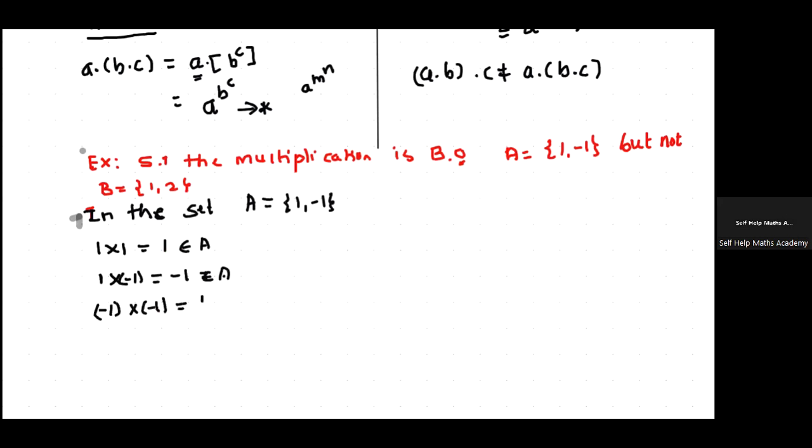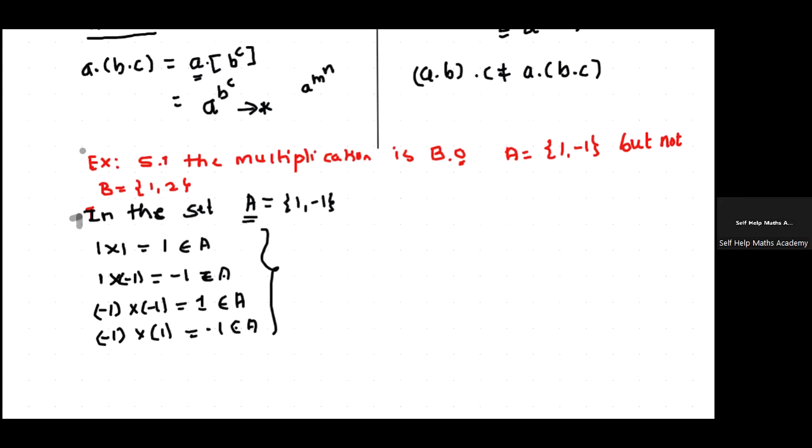This belongs to A. Similarly, I take negative 1 into 1, which is again negative 1, which belongs to A. So all the possible combinations I have checked. Hence, after multiplication of each element, again it belongs to the given set A. Thus, ordinary multiplication is a binary operation on the given set A.